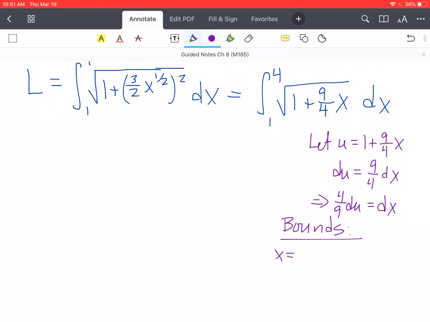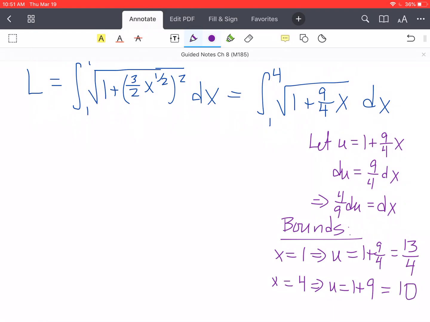when x is 1, using our u substitution, u is 1 plus 9/4. So that's like 4/4 plus 9/4. So that's 13/4. And when x is the upper bound, when x is 4, u is 1 plus 9/4 times 4. The 4's cancel, that's just 1 plus 9, which is 10.